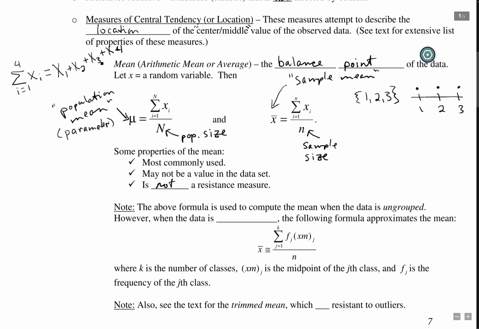Okay? If I was going to balance that, where would I balance that? If you could think of these as marbles, and I was to balance all these marbles, and they were on a plane, or on a board, so to speak, where would you balance it? You'd balance it at 2, and that's what the sample mean is for this data set. Right? 1 plus 2 plus 3 is 6. 6 divided by 3 would be 2. So x bar would be 2 here.